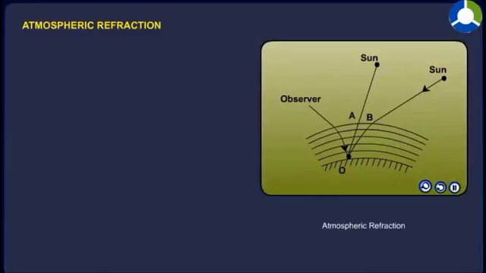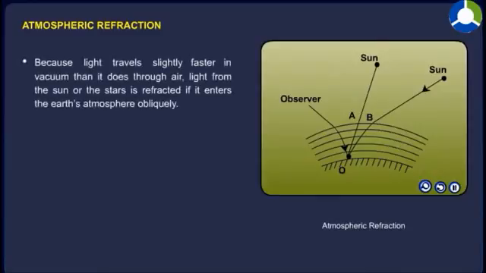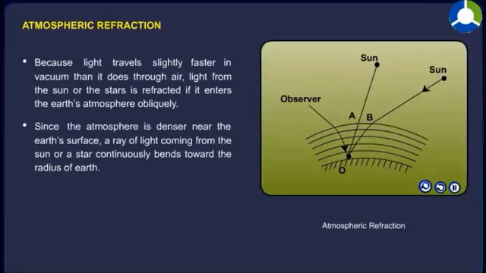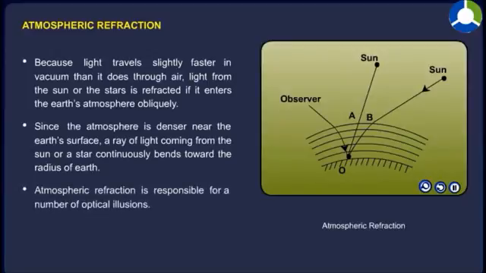Atmospheric refraction. Because light travels slightly faster in vacuum than it does through air, light from the sun or the stars is refracted if it enters the Earth's atmosphere obliquely. Since the atmosphere is denser near the Earth's surface, a ray of light coming from the sun or a star continuously bends towards the radius of Earth. Atmospheric refraction is responsible for a number of optical illusions.